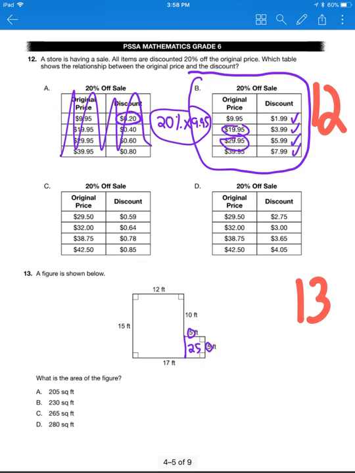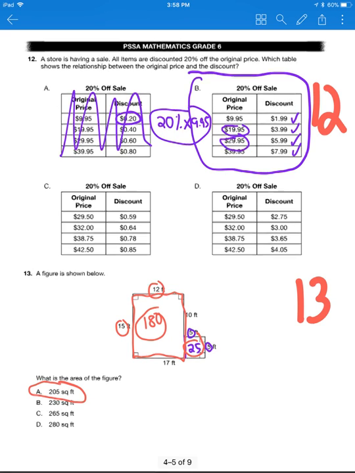Okay, now let me switch to a different color for this one. So I'm going to find the area of this rectangle. So 15 times 12, I don't know in my head. So I'm going to type that in, equals 180. Don't forget to add 180 with 25, and I get 205. A is the correct answer.